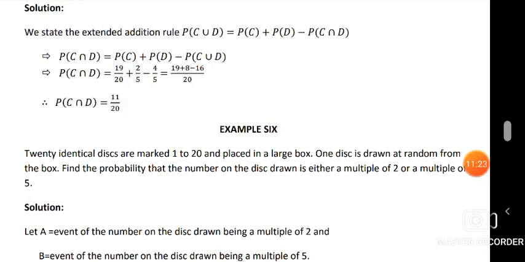So we are now looking at example 6 on the screen. 20 identical discs are marked 1 to 20 and placed in a large box. One disc is drawn at random from the box. Find the probability that the number on the disc drawn is either a multiple of 2 or a multiple of 5. Okay, from analyzing this data, we're trying to calculate the probability of drawing a number that is a multiple of 2 or a multiple of 5.